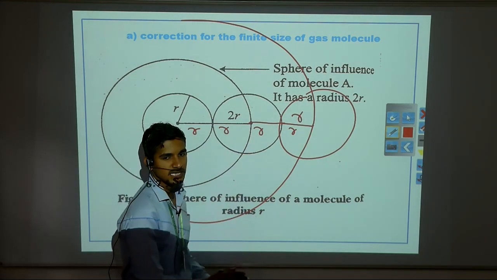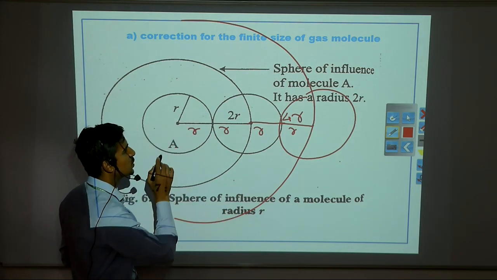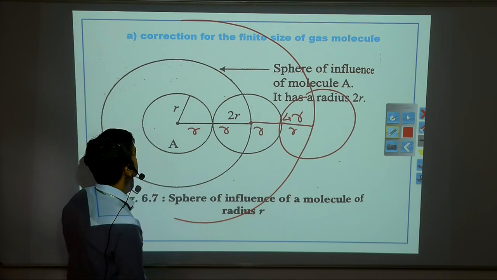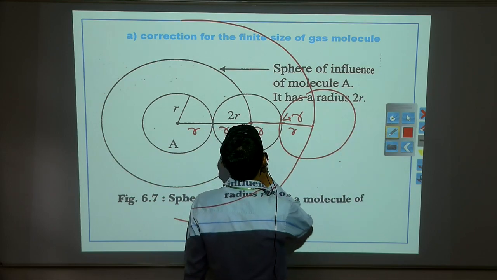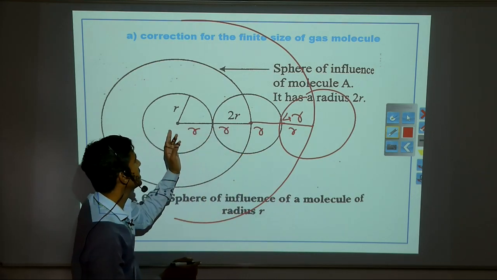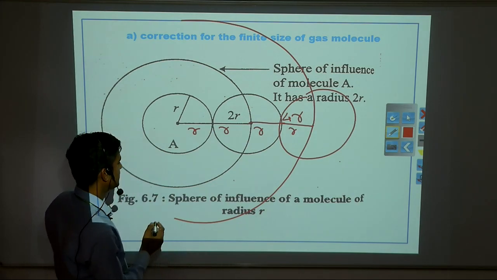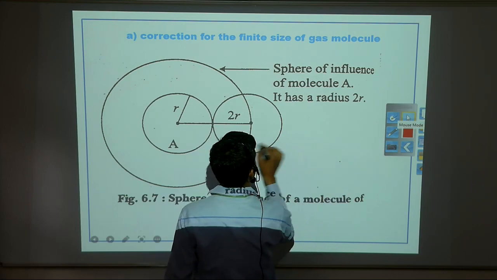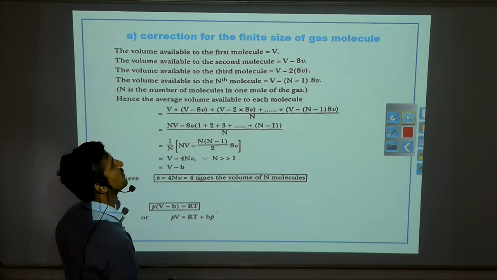Next, 3r plus r is equal to 4r. Means the distance between the center of the first molecule and the center of the third molecule is 4r. And for the fourth molecule, r plus r, 2r, 3r, 4r, 5r, 6r. The distance between the center of the first molecule and the center of the fourth molecule is 4r. This is the first correction, the correction for the finite size of gas molecule.